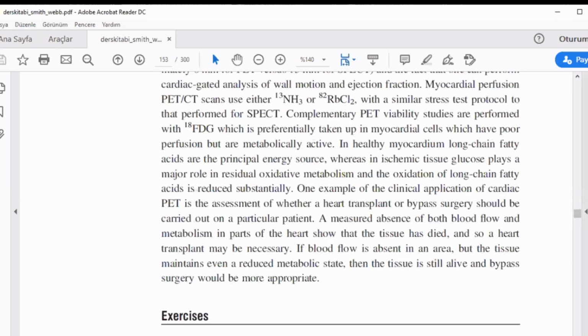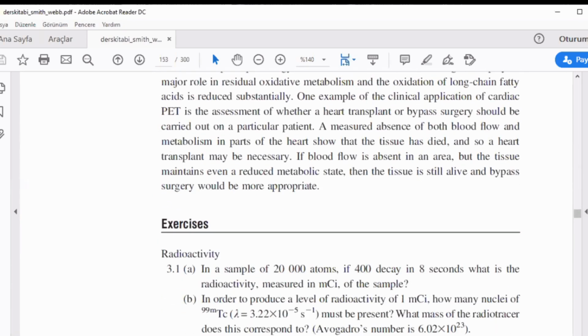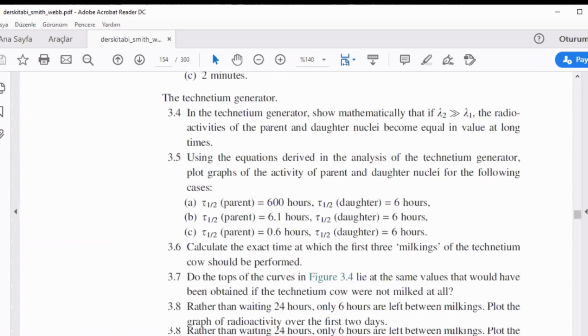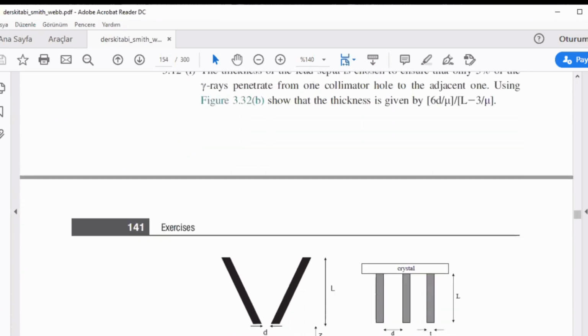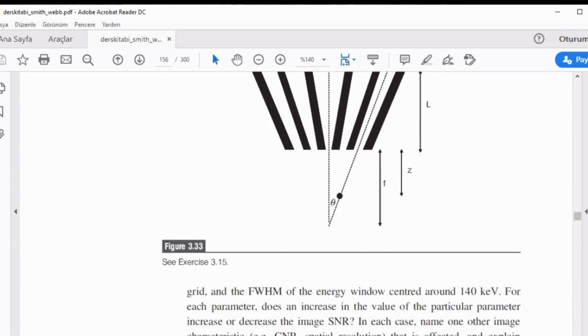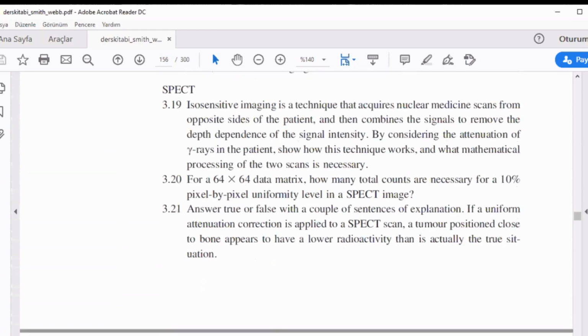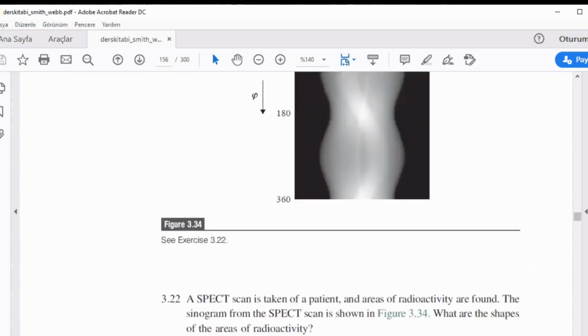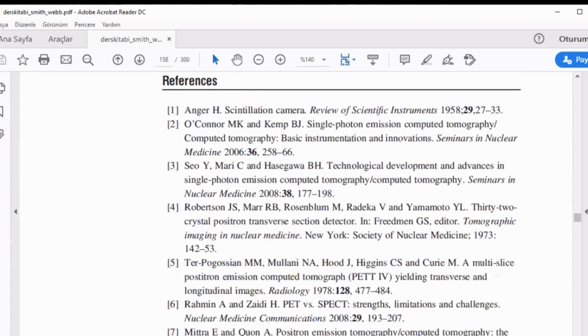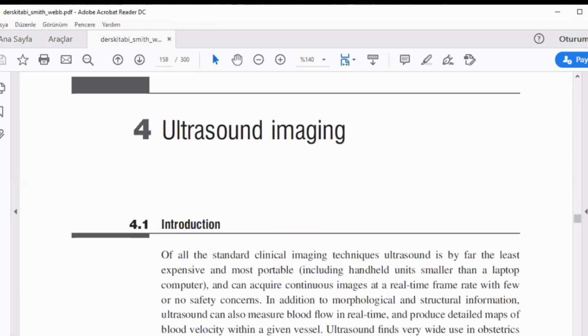There are some exercises about radioactivity and collimator design, SPECT issues, PET issues, and of course, references.